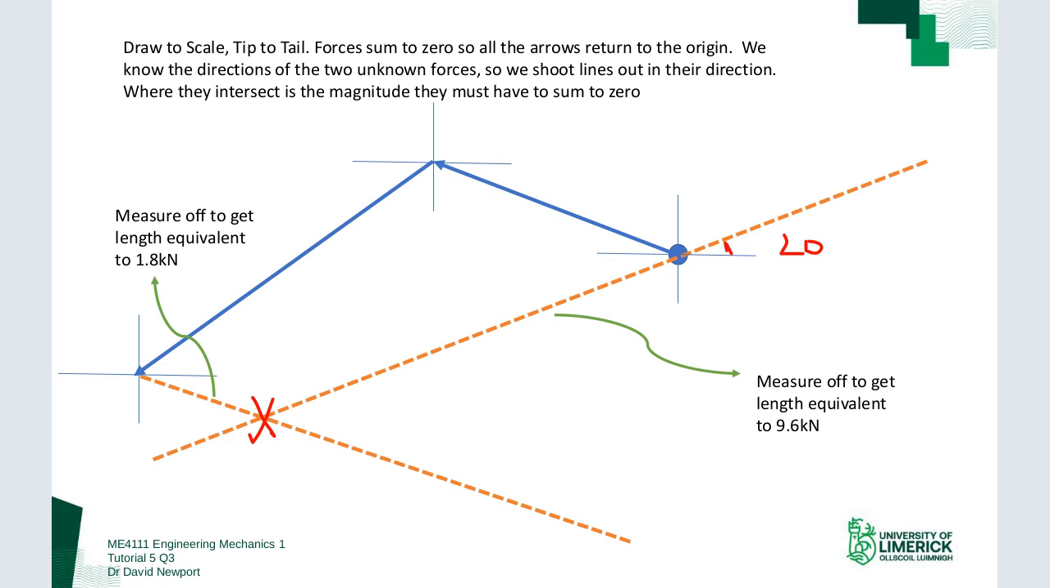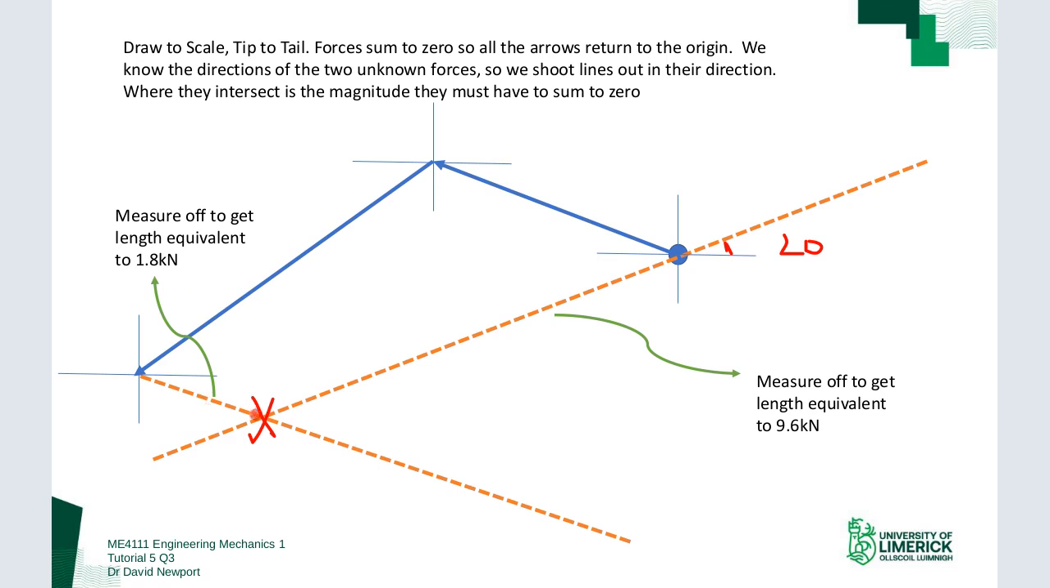Now, where these two intersect gives the values they must have to bring it back to 0. Because this one, I'm starting at 0, shoots out all the way. This one is the last one we added on here, so it shoots off in that direction. So where these intersect gives me the values of these that bring it to 0.